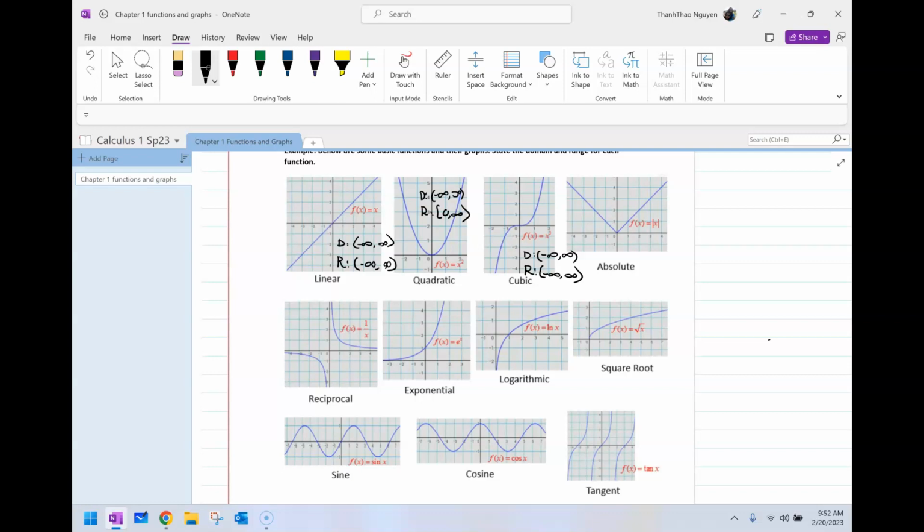The absolute value, it turns everything into a positive number, right? So the domain is from negative infinity to positive infinity. The range is from 0 to infinity.